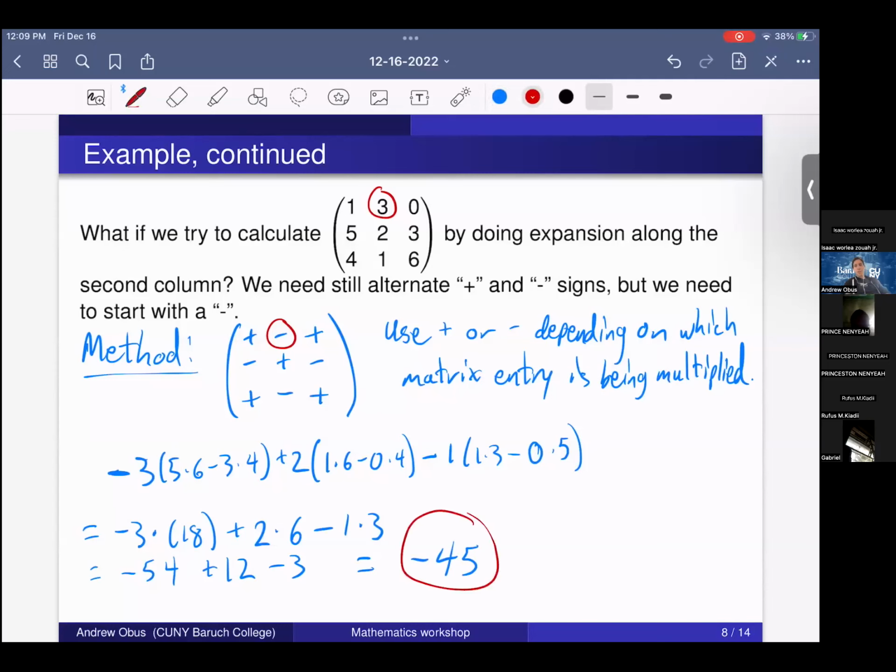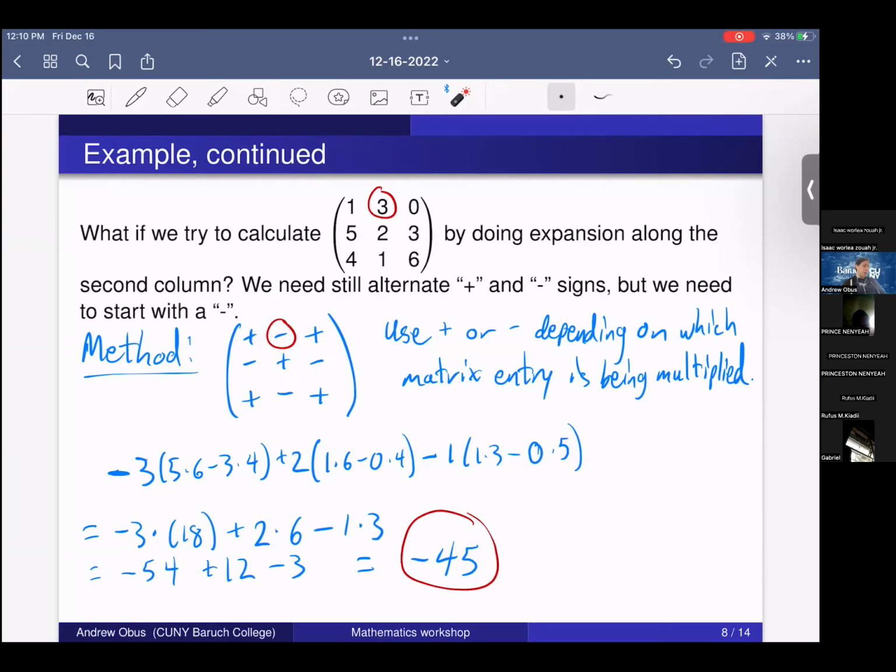We see we're getting the same answer no matter what column or what row we use. But we have to be careful if we use the second column that you're starting with a minus sign instead of a plus sign. And if you don't know what sign to start with, just remember, anytime you're looking at any entry in the matrix, no matter what row and no matter what column you start with, then you are always using the appropriate plus or minus sign based on this diagram.